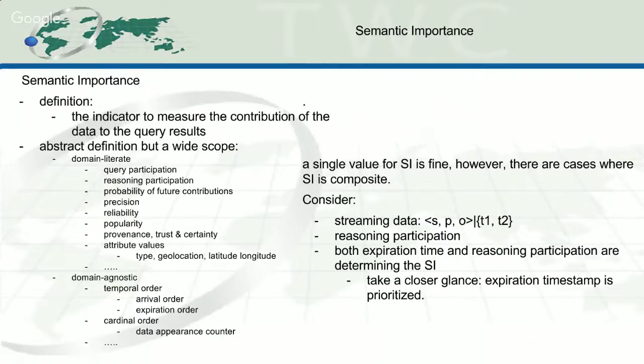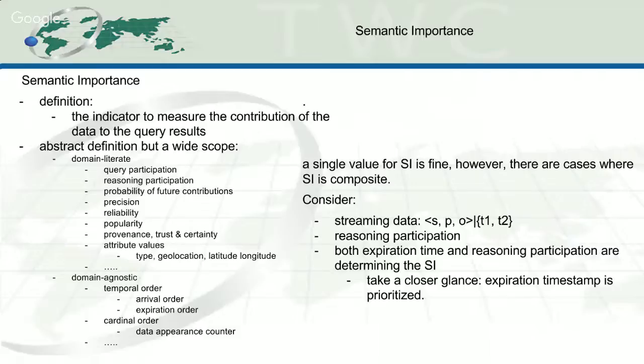So those wide scopes can basically be classified into domain literate and domain agnostic. In the domain literate scope, you can see a data is important if it participates in a query, including the frequency of the participation and the recency of participation. And similarly, you can see the reasoning participation of the data. Whether this data is more actively participating in the reasoning, then we are more likely to preserve it, right? And we can also use some probabilities to predict if that piece of data will contribute more in the near future, based on its previous performance, right? And we can also use some precisions, reliabilities, and popularities to determine if data is more important.